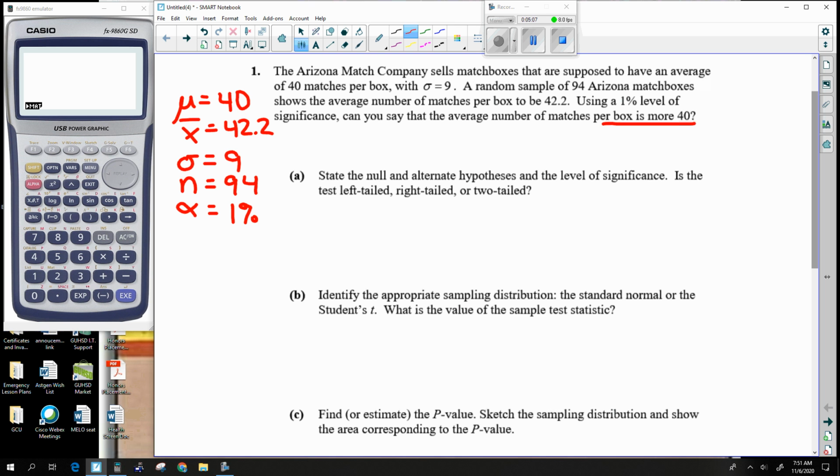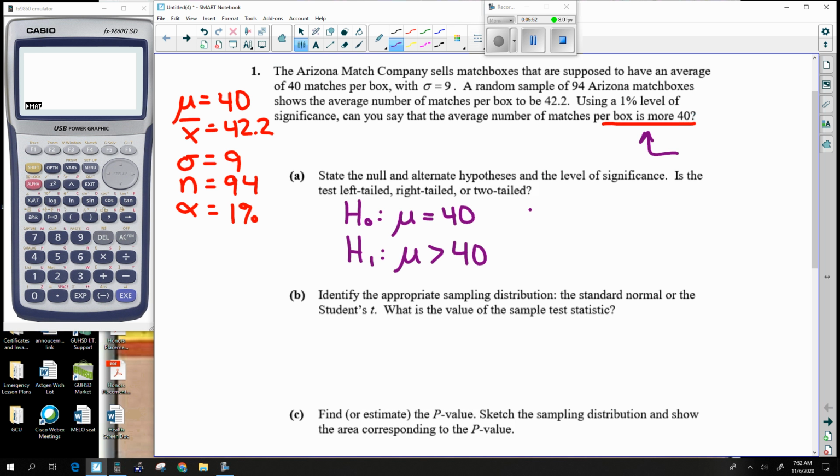Okay, so the first thing that we need to do is state our null and alternate hypotheses and the level of significance, and then say, is this a left tail, right tail, or two tail? The null hypothesis is what we're accepting as the historical average. So the average is equal to 40. And the alternate hypothesis is always going to look exactly the same. So mu is mu, 40 is 40. However, we're going to come up with a different symbol that goes in the middle there, and that symbol is dependent upon the question. We want to know, is it now more than 40? So is our average now greater than 40?